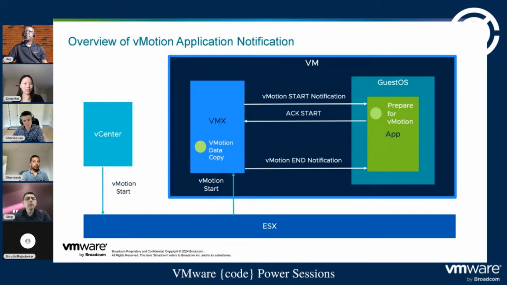And once the vMotion ends, the application is notified again so that it can roll back any steps it took to prepare for the vMotion. So that's the basics of the mechanism, and next I'll go over the feature workflow.